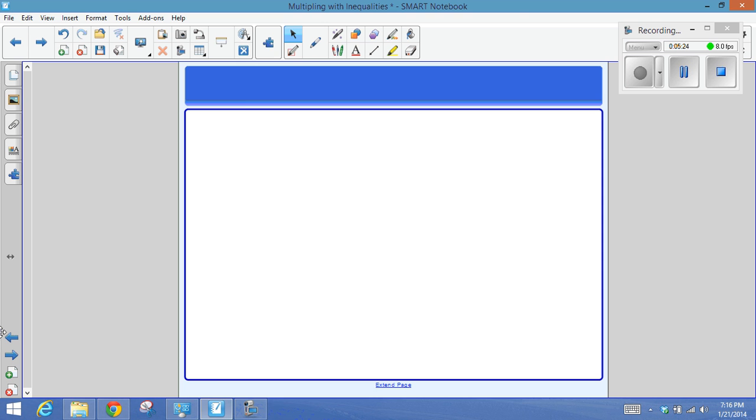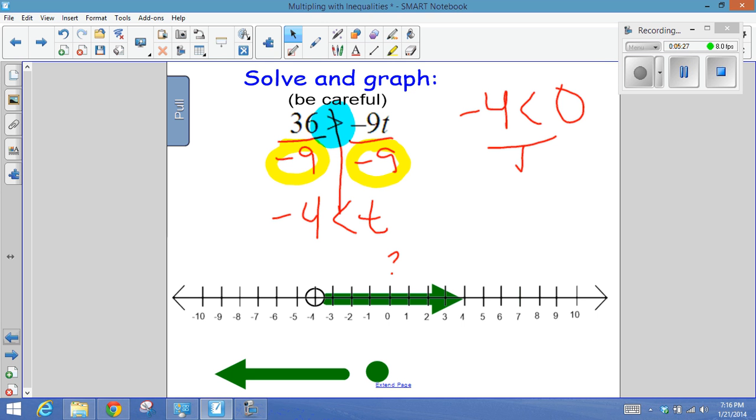Okay, and that is how you do it. Just that one little thing you have to remember about flipping the sign when you divide or multiply by a negative.